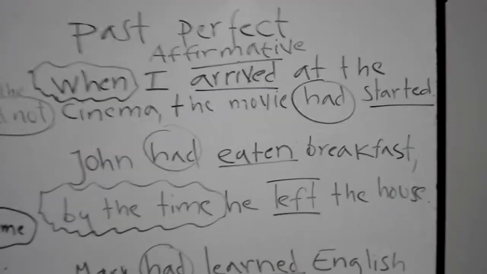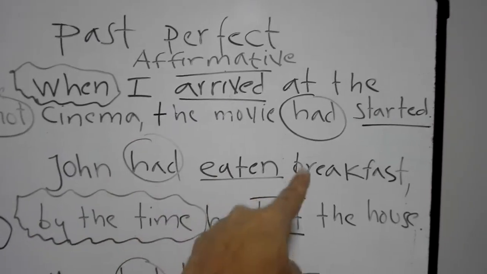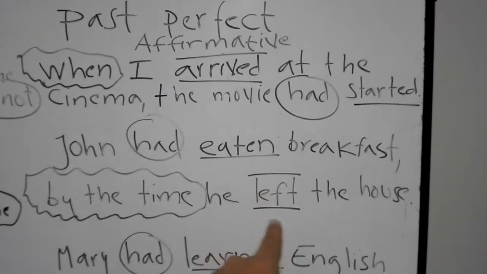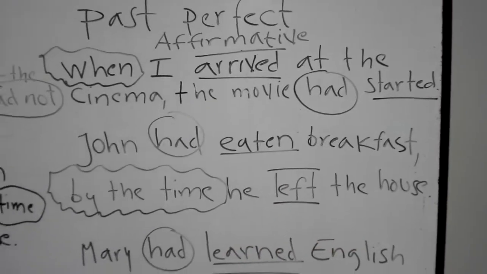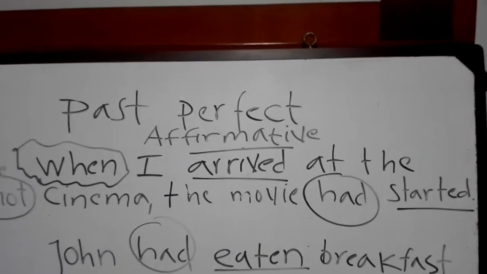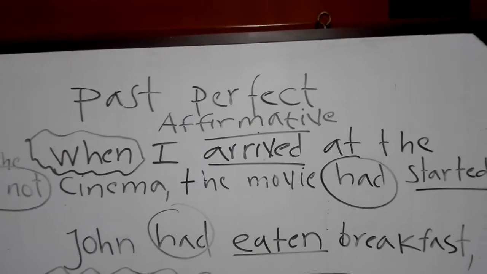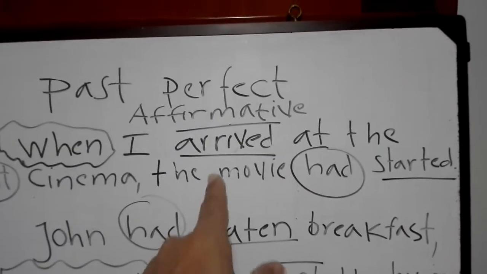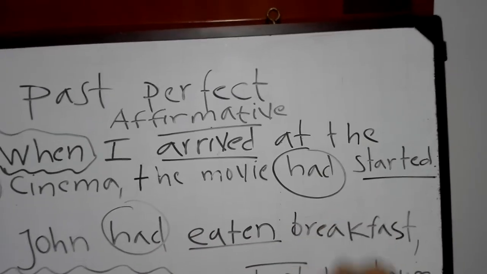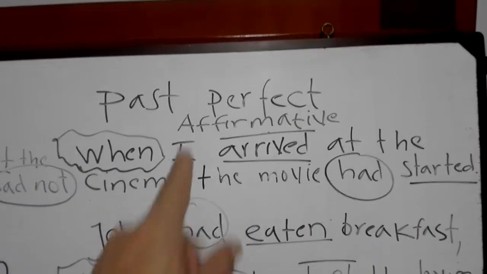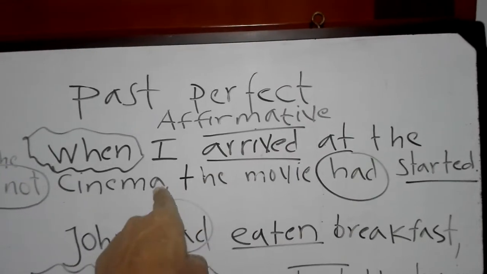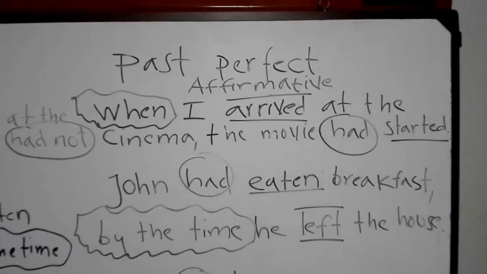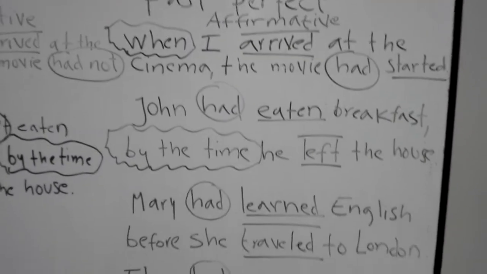What is the completed action? John had eaten breakfast, okay? And what happened then? What happened next? He left the house, okay? In the prior sentence, we see, okay, what is the first idea there? What happened first? The movie had started, you see? And what happened next? I arrived at the cinema. You see? So we combine past simple with past perfect to give a complete idea.